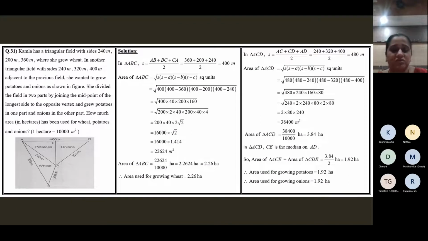Okay, so that's what it is. So see here, I've converted meter square to hectares like this by dividing by 10,000. So the area of the field used for growing wheat is equal to 2.26 hectares. I told you HA is the short form for writing hectares.